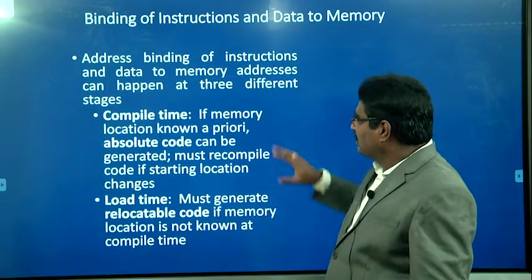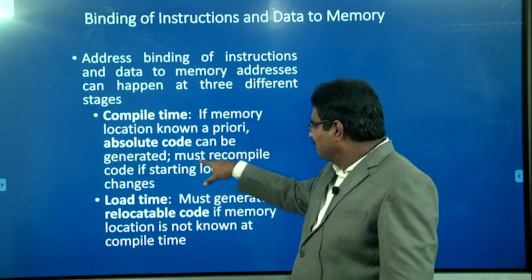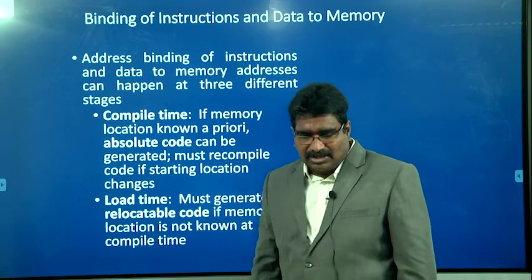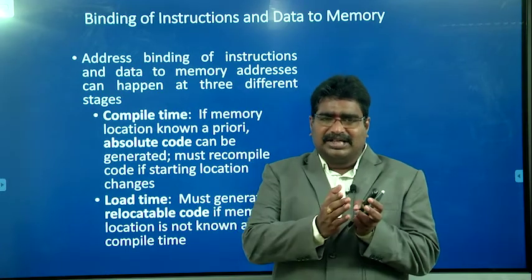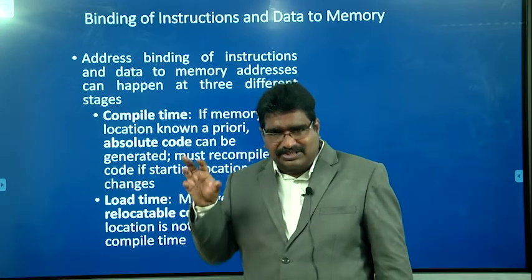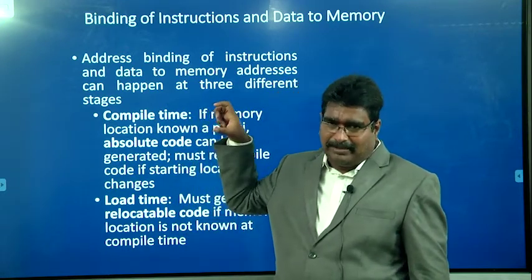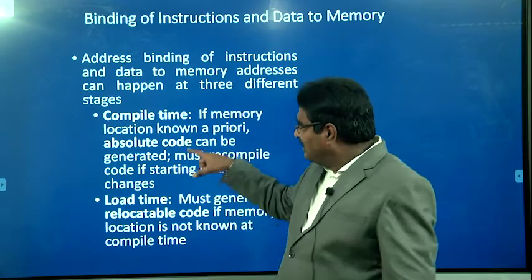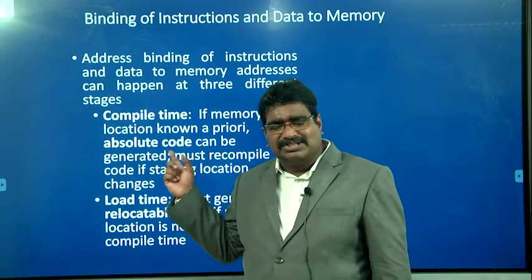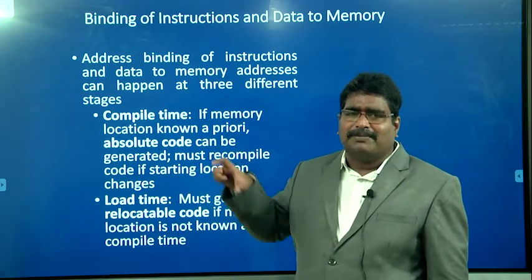So first we discuss compilation. If the memory location is known a priori, absolute code can be generated. The code must be recompiled if the starting location changes. For that reason, at the time of compilation, they give relocatable addresses. Here they clearly explain that if at compile time we know what memory location the program resides in within primary memory, then it is possible to calculate the absolute address at that time itself. But what is the limitation of that? If you calculate the absolute address, every time we run the program, the same memory must be allocated.